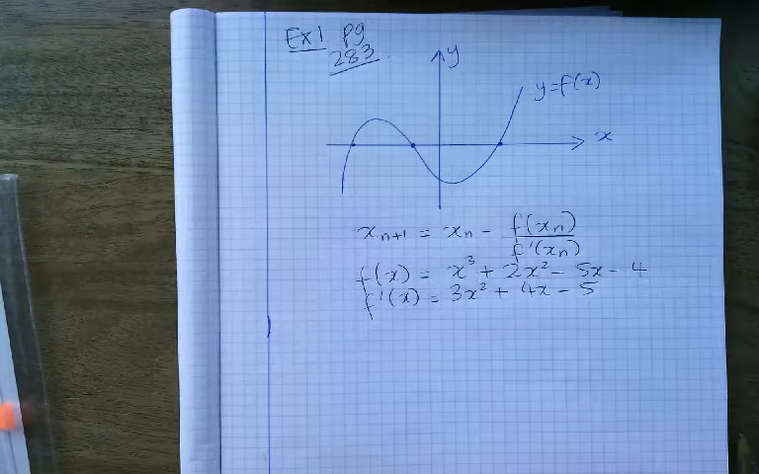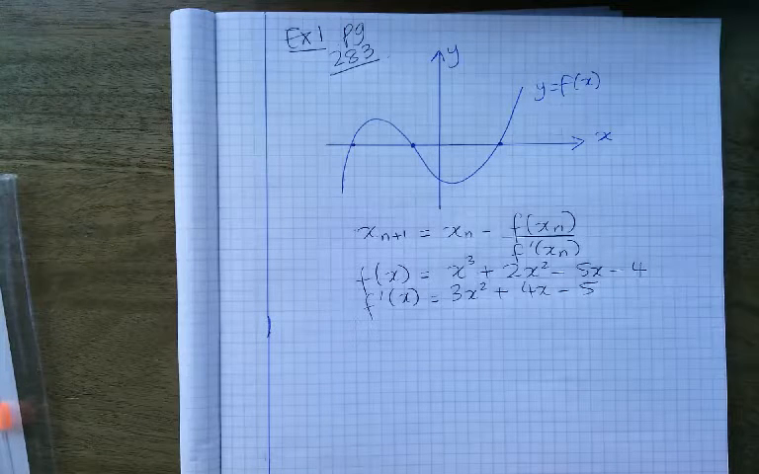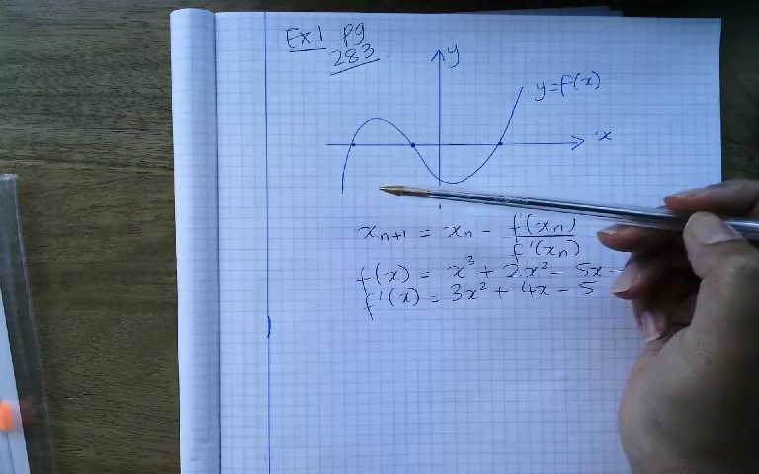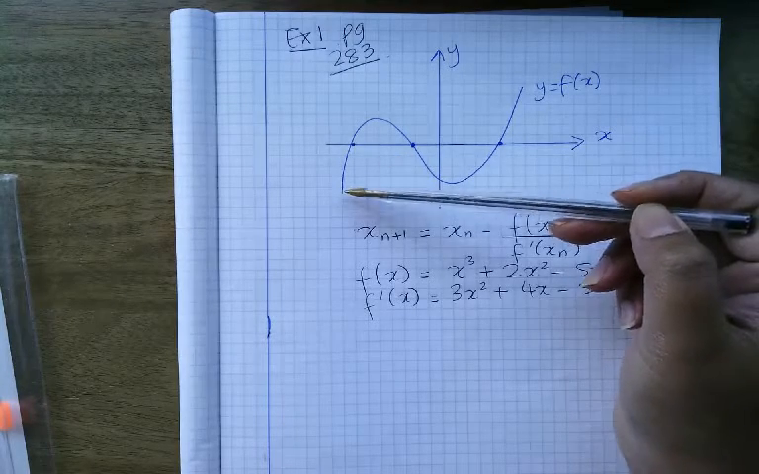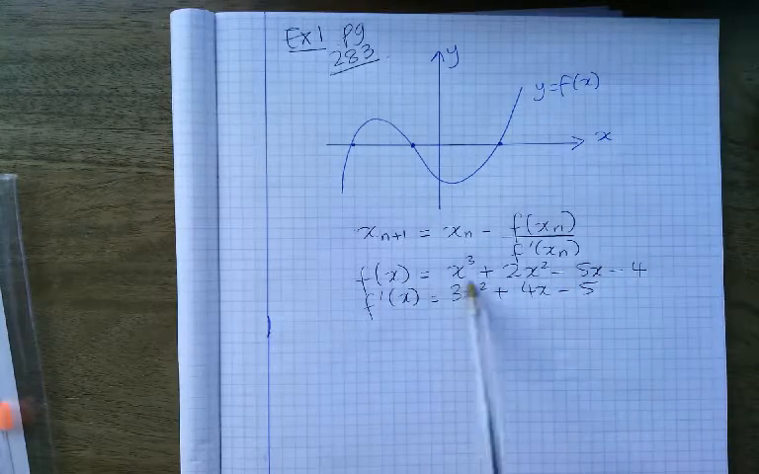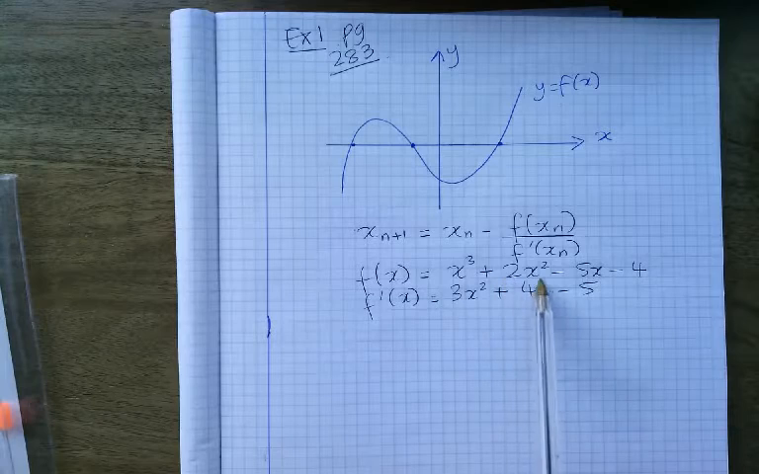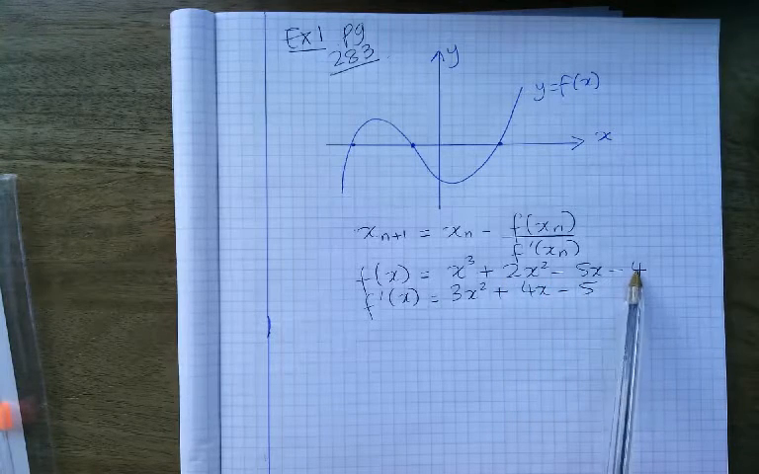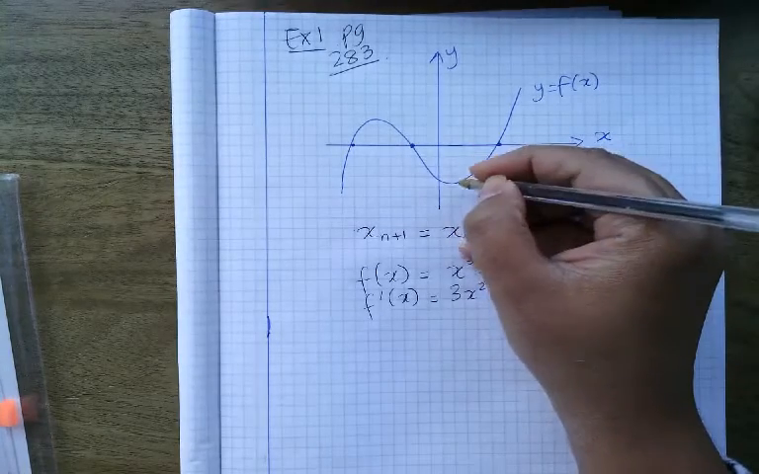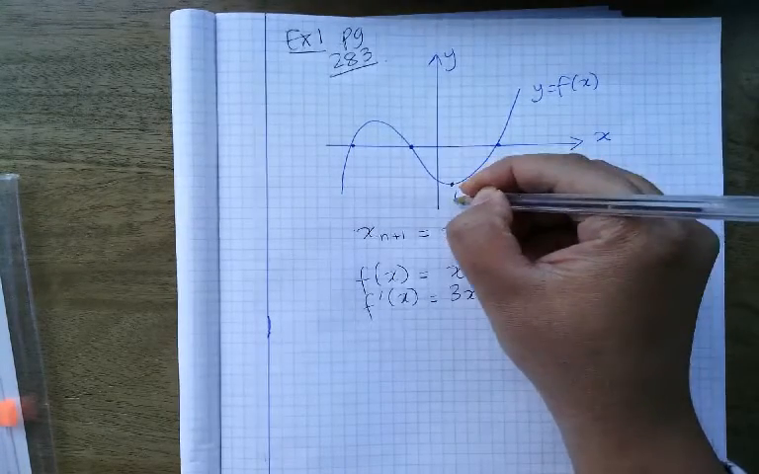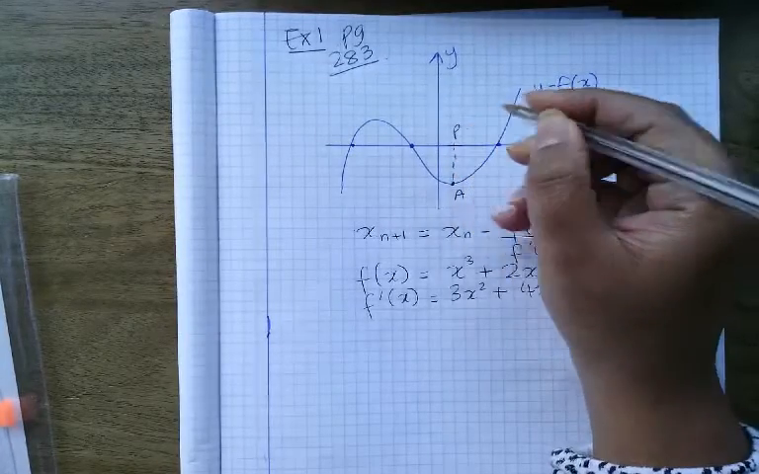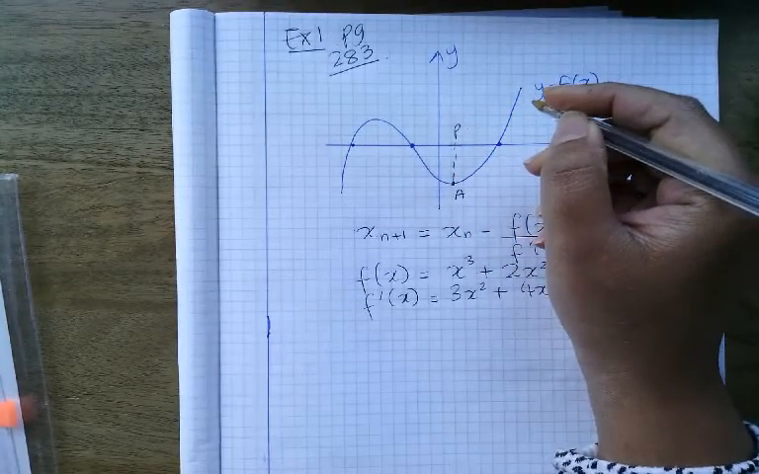Section 10.3, there's only one example that's given to you. The example says the diagram shows part of a curve with equation y equals f of x, and they've defined f of x as x cubed plus 2x squared minus 5x minus 4. Point A, with x coordinate p, is a stationary point on the curve.